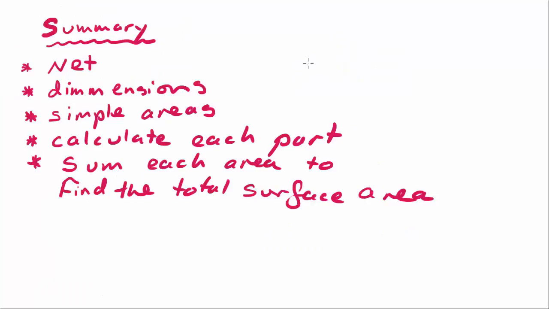Let's quickly recap the steps we took to calculate the surface area of our prism. First, we constructed the net of the prism. Then we took the dimensions off the solid and put them in the correct places on the net. Then we divided the net up into simple areas that we could work out, and in this case we had simple rectangles. Then we calculated the area of each rectangle, or each part of the net. Then we summed each of the areas together to find the total surface area. So there you have it. That's how we calculate the surface area of a rectangular prism.